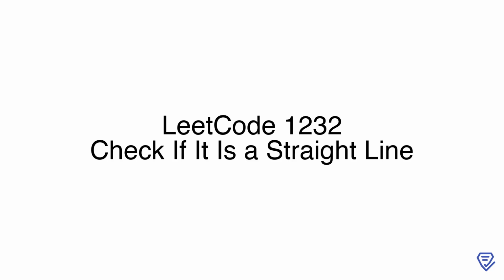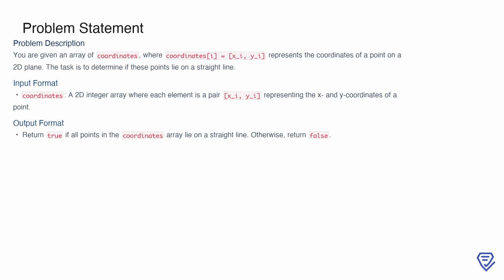Let's get started. In this problem, we are tasked with determining whether a set of points lies on a straight line in a 2D plane. The input is given as a 2D array called coordinates, where each element represents a pair of integers, the x and y coordinates of a point.